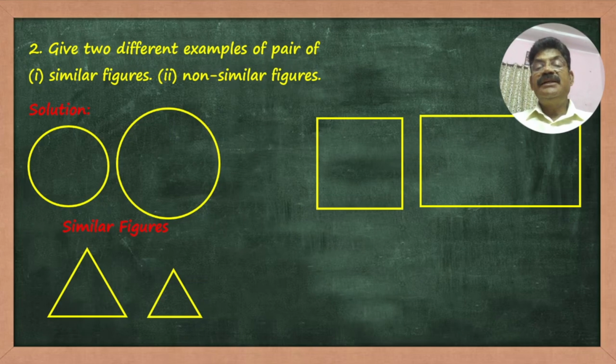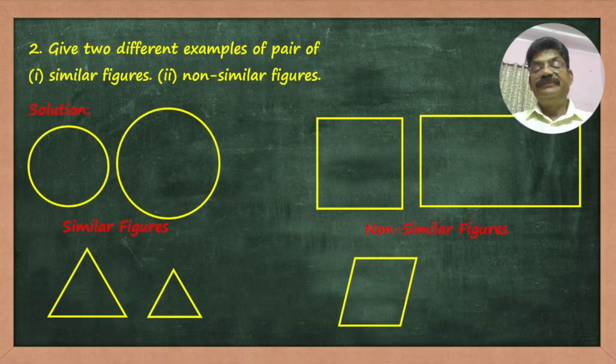Now you consider these two figures. First one is a square, the second one is rectangle. Therefore, angles may be same. But what about the second condition? The corresponding sides are not in proportion. Therefore, these two figures are not similar.